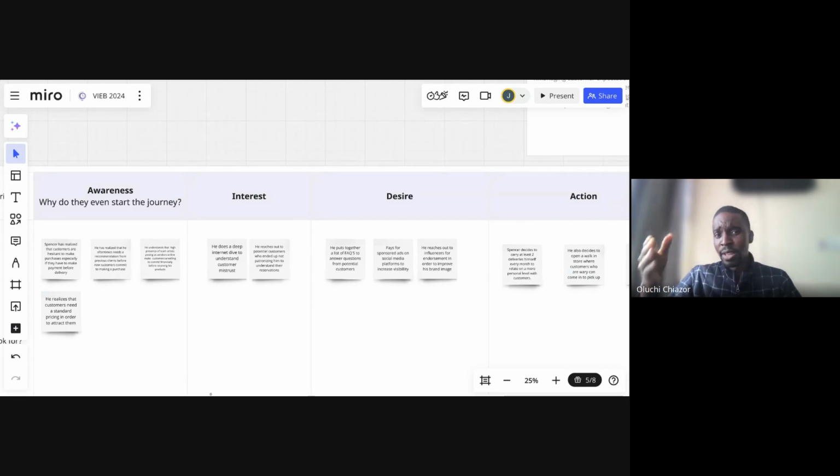Then they move on to the interest phase, which is now I am interested to solve my problem. Like I can't take this anymore. The bus transport system is crappy. I have missed 9 meetings in the last 1 month. Enough. I must solve this problem. Interested in solving that problem. They still don't know what the solution is.